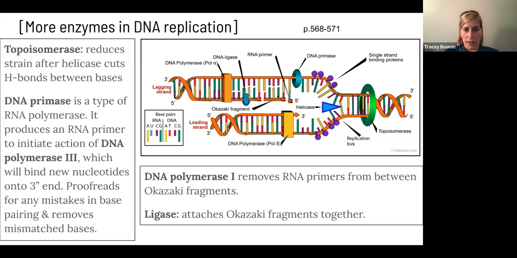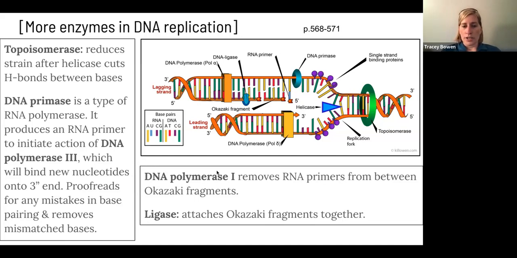And DNA polymerase 3. In SL, we just called it DNA polymerase, but there's two different types that we need to know about, DNA polymerase 3 and 1. DNA polymerase 3 is going to add the nucleotides and bind them together. It's also going to proofread for any mistakes, and it's going to remove mismatched bases. Once the fragment has been made, it seals onto the next fragment using something called ligase. Ligase attaches the Okazaki fragments together using covalent bonding.